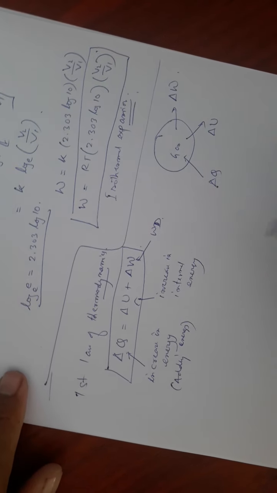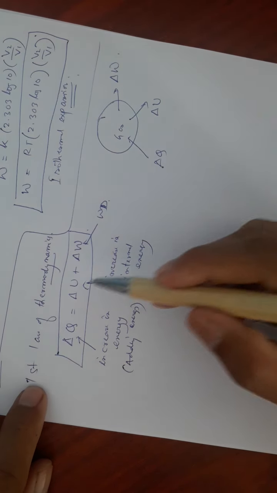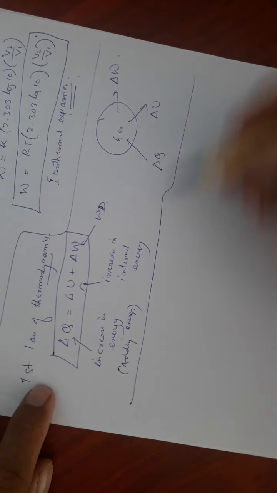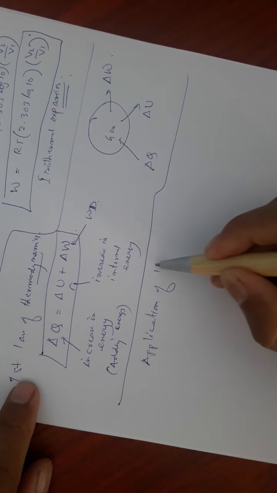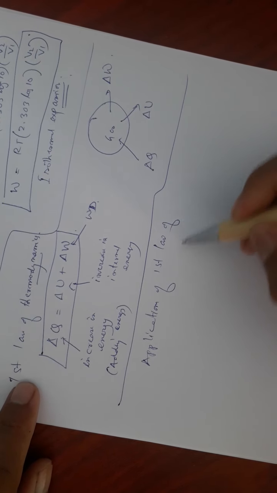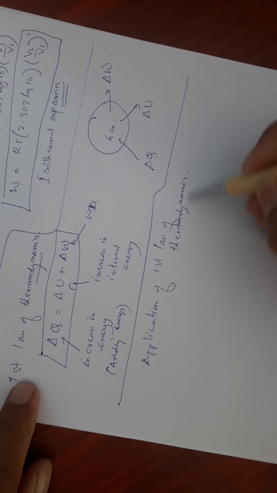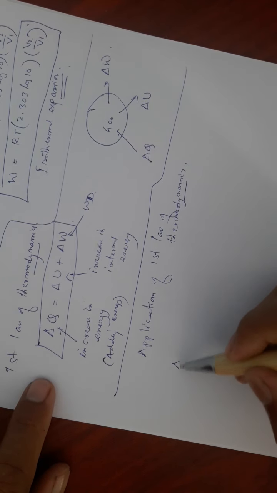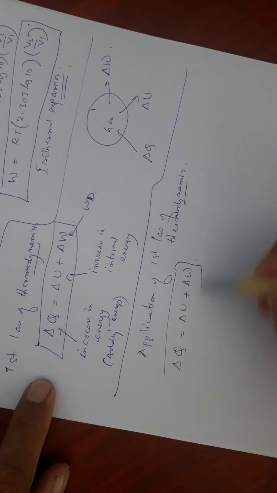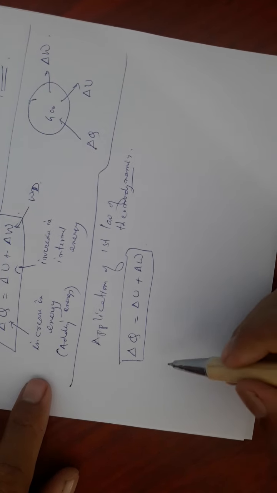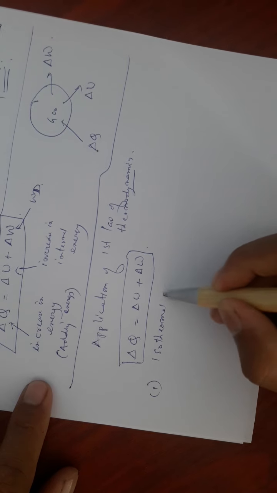So in today's class, I am going to discuss briefly the application of this first law of thermodynamics. So the topic should be applications of first law of thermodynamics. Our equation is delta Q is equal to delta U plus delta W. Now we'll apply it first to the isothermal process.